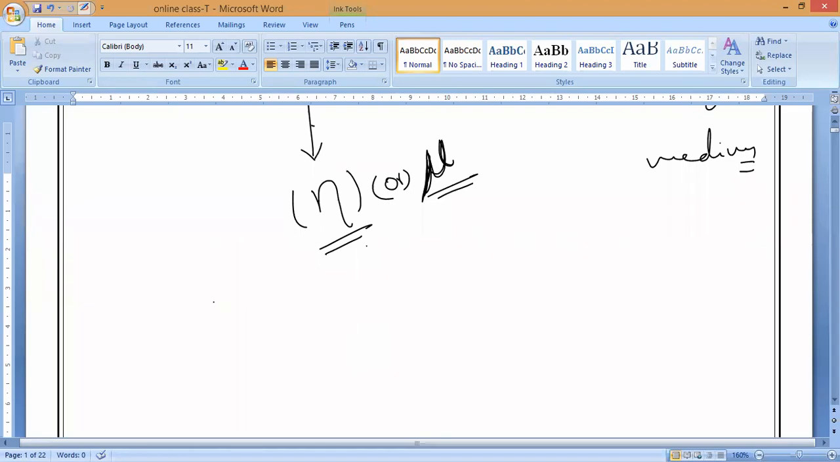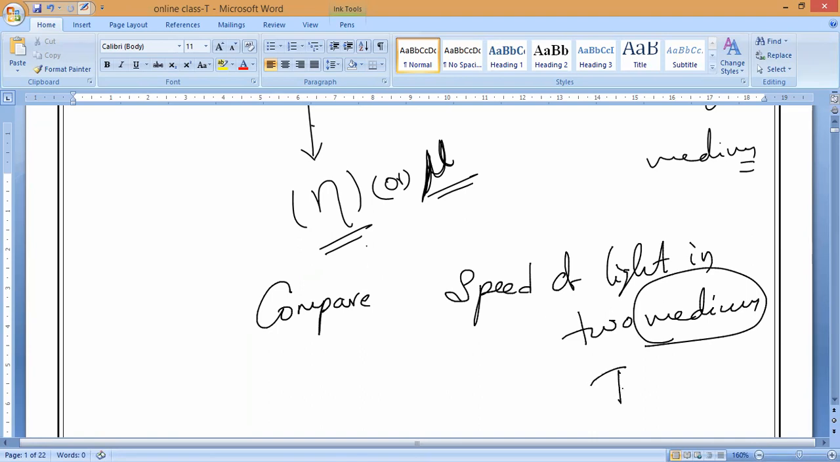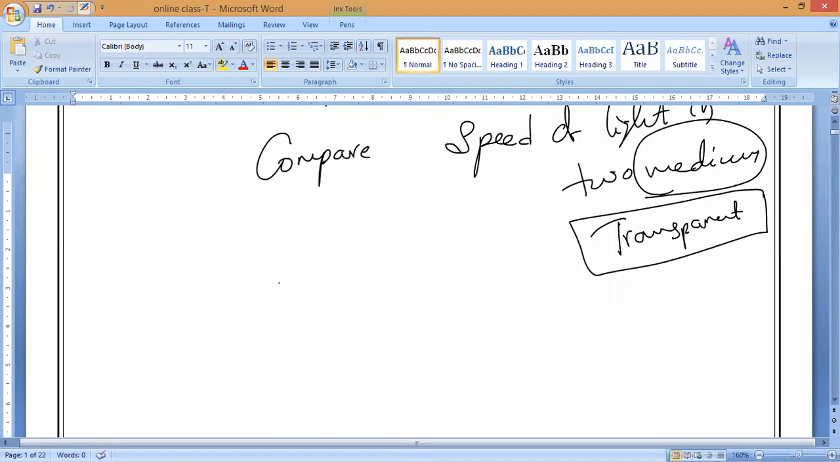Now, this refractive index we always use to compare the speed of light. If you have any doubt, you can ask me. It compares the speed of light in two different mediums. How many mediums? Light in two different mediums. Do you understand, everybody? What kind of mediums are they? Transparent mediums only. That is also how to remember it. So to compare the speed of light in two given mediums, we use a term called refractive index.